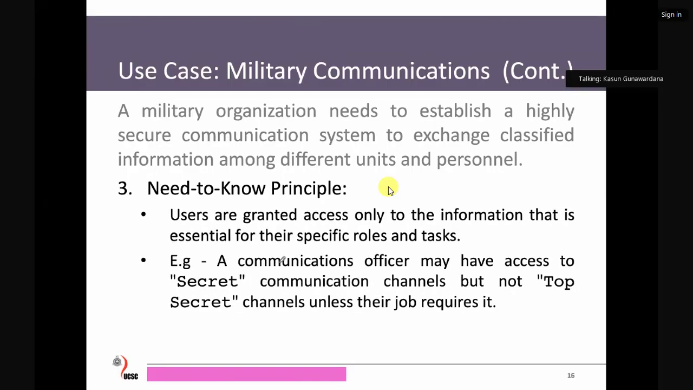What we call the need-to-know principle is that users are granted access only to the information that is essential for their specific goal. When they have a legitimate requirement, they will be given access, otherwise the permission will not be granted. Here is an example: a communications officer may have access to secret communication channels, but not top secret channels unless their job requires it.